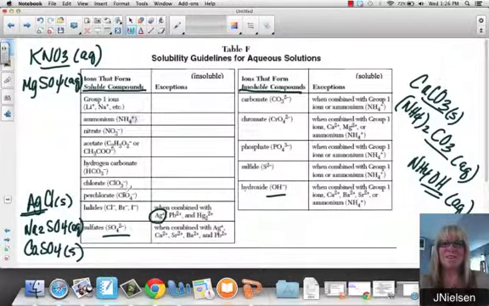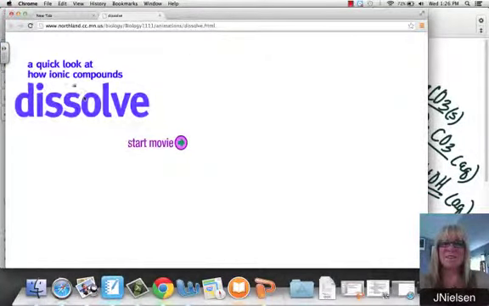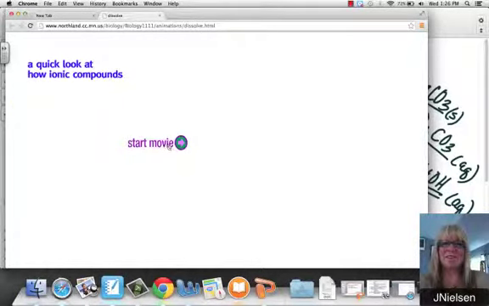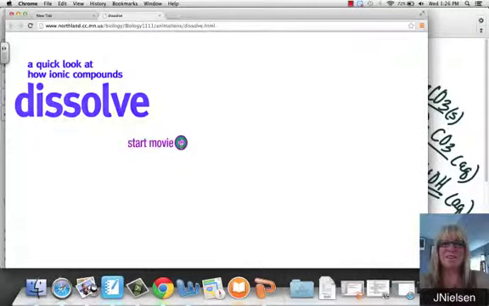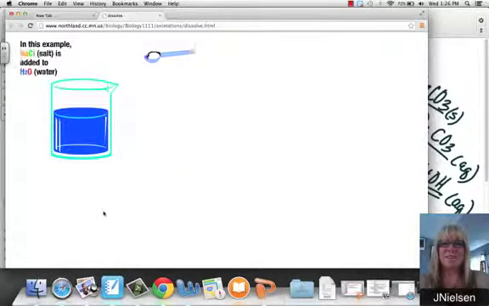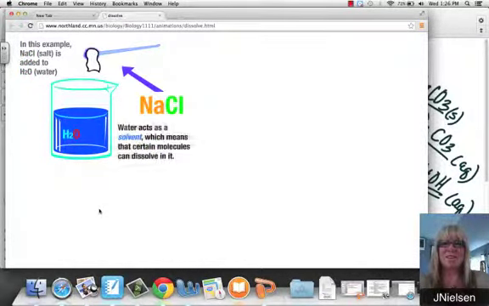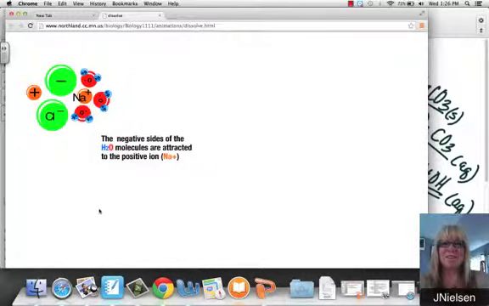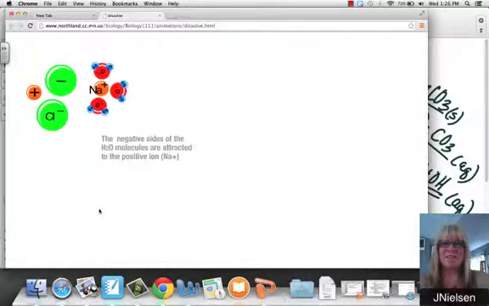Okay, so the last thing I want to do is finish up with a little video when we were talking about like dissolves like and how we know if something's going to dissolve. So in this example, I'm adding the salt to the water. The water acts as the solvent, so that's what's doing the dissolving, and the salt is the solute.